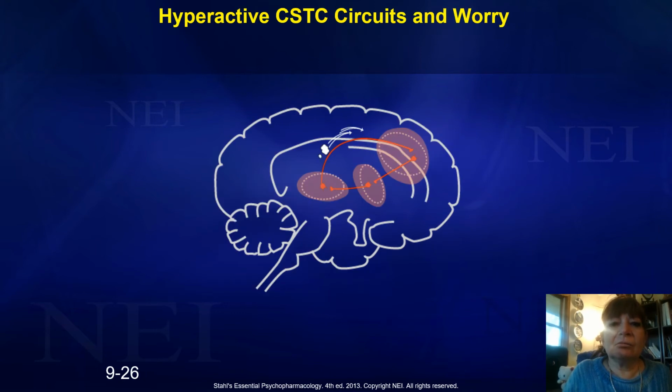And when we look at the condition of worry and the hyperactive CSTC circuits, it is thought that these medication options are operating in the same way as they work when we're dealing with fear.